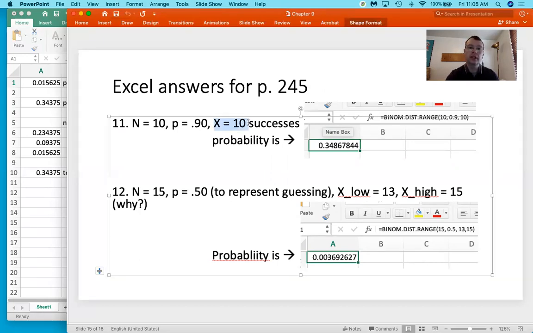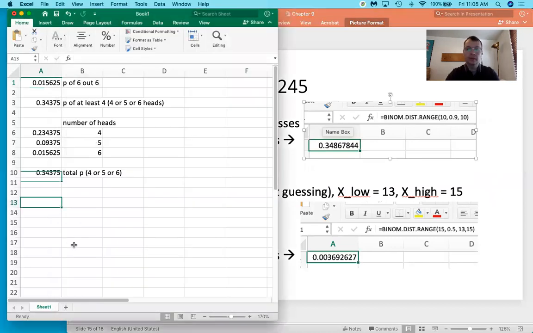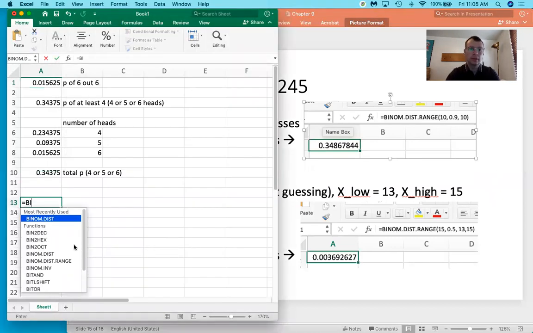So we're interested in, given that, what's the probability of buying 10 keys or making 10 copies and all 10 of them working? So we see over here that we would type in, and I'll do it for you, equals BINOM.DIST.RANGE.